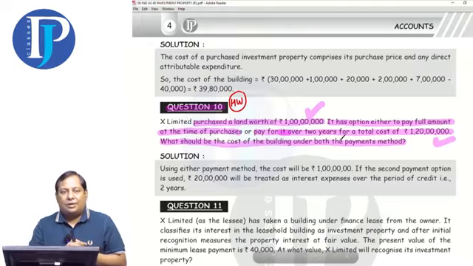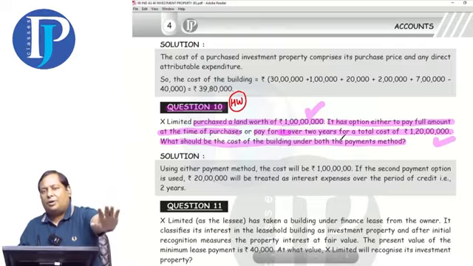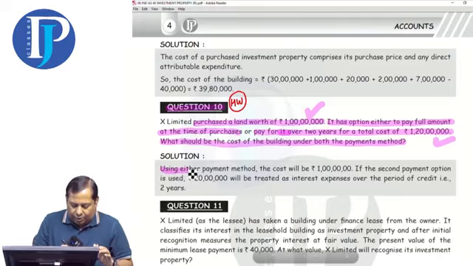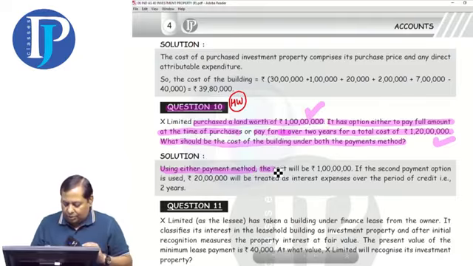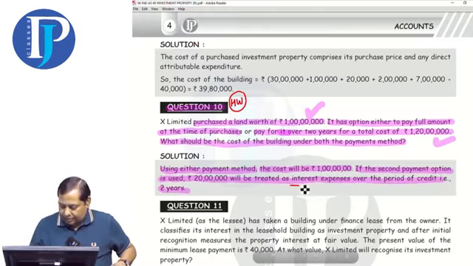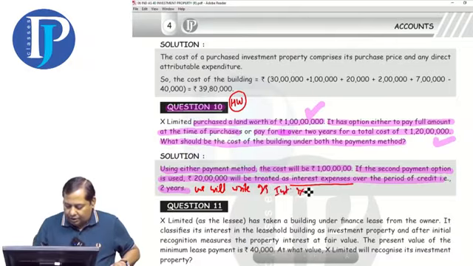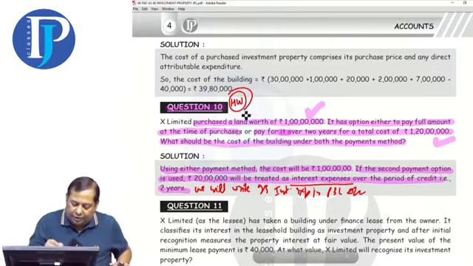This is the beauty of this concept, students. We don't even include interest. Whether you buy it in cash or on credit, your books will not fluctuate. The books will record the same cost that is incurred. Look at this. Using either payment method, the cost will remain the same as 1 crore. If the second payment option is used, 20 lakh rupees will be treated as interest expense. We record this in the P&L statement. We will write off interest expense in the profit and loss account. We can also add this line in it. This is your homework, students.